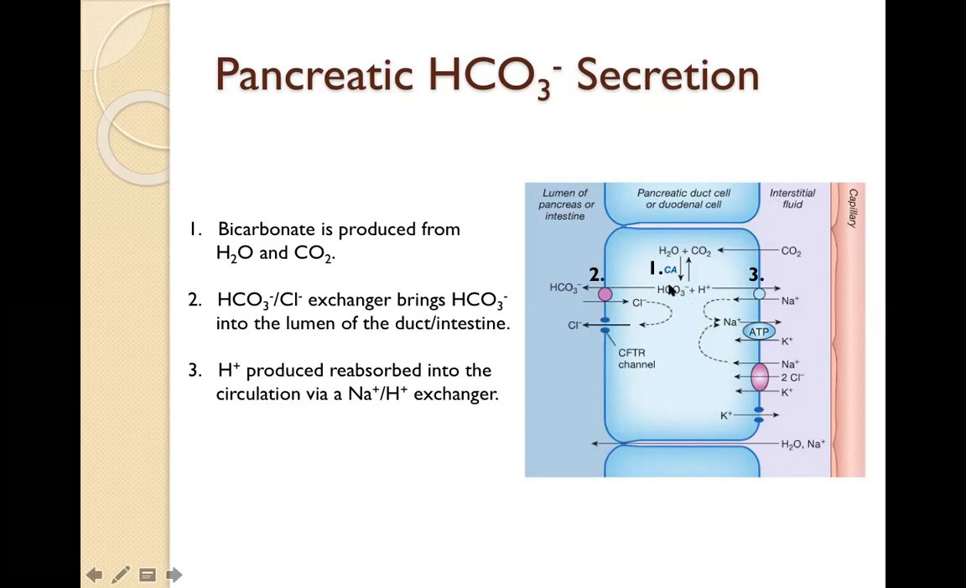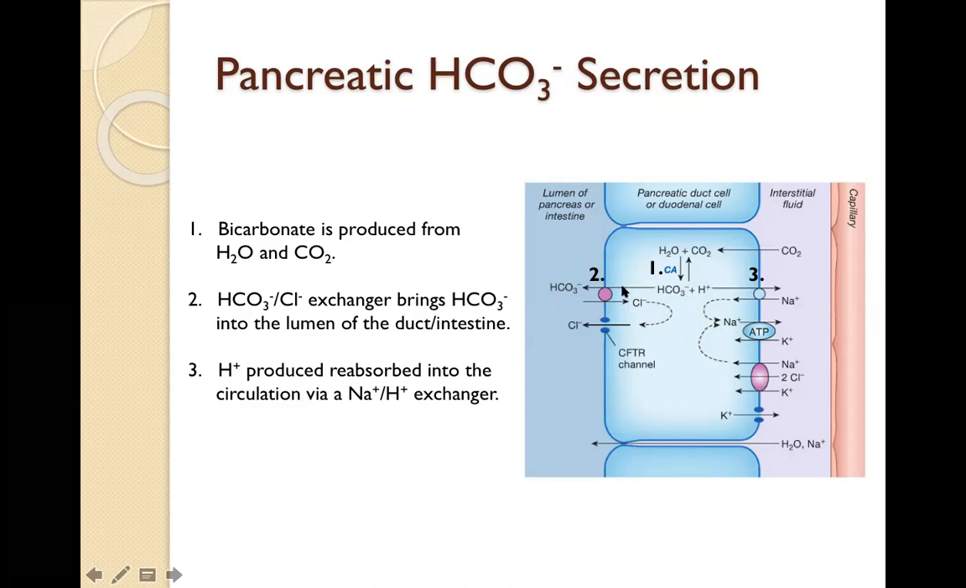The next thing that's going to happen is that bicarbonate ion is going to be transported across the ductal cell into the lumen of the pancreas, the pancreatic duct, so that it can travel to the small intestine. And it's going to be in exchange for a chloride anion. Again, electrical neutrality is maintained. One negative charge out, another negative charge in.